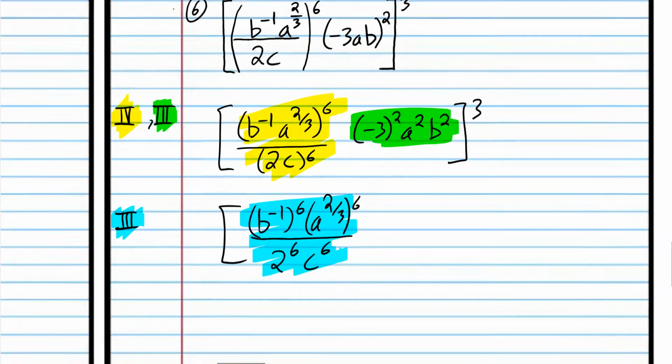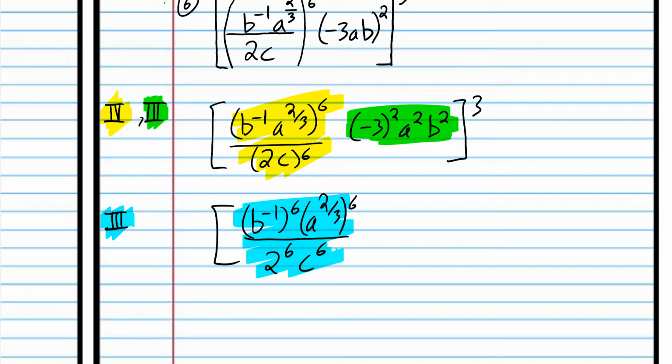Okay, and now negative 3 to the second power, that's just going to be 9. And so we have 9a squared b squared, and I guess we should put a dot there. We can use parentheses or a dot. I'm just going to use a dot.